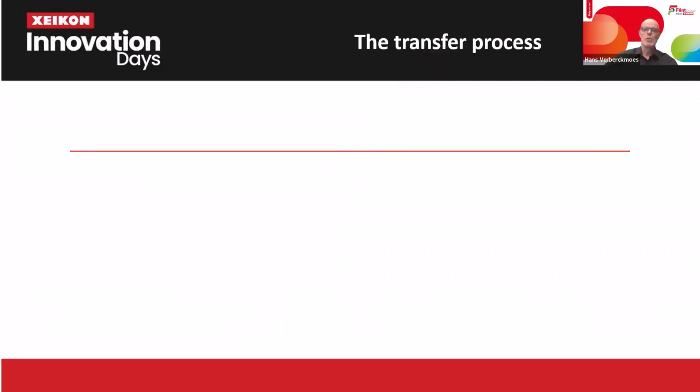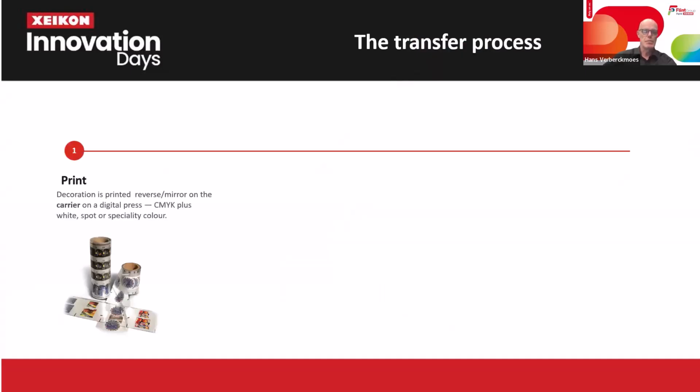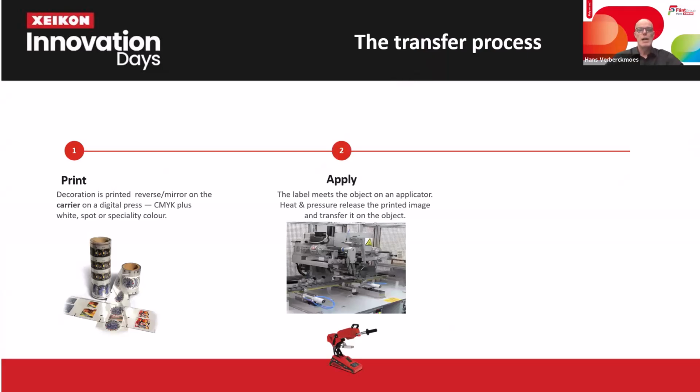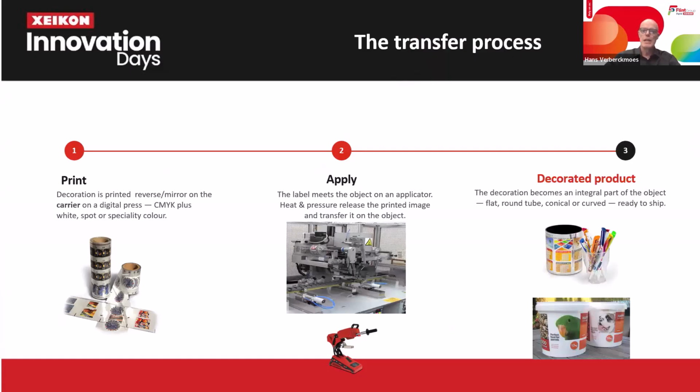So now a little bit deeper into the transfer process itself. I have my labels, as I showed you, printed on a foil or on a paper, and I will put them on an applicator. These applicators can be fully automated, or they can be manual. There's a wide range of applicators available, sold by multiple partners, and it ends up on the decorated product. This is a little bit in a nutshell.